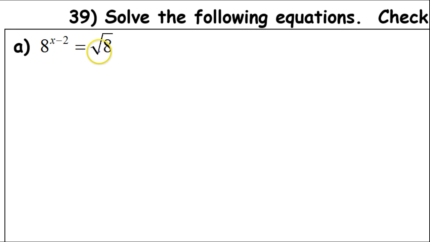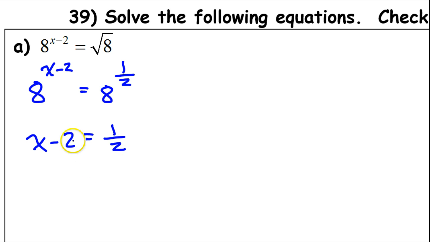So, looking at problem A, it would be very helpful to have like bases. There's more than one way to do this, but one way is to recognize that square root is the same thing as the 1/2 power. So looking at it that way, we have 8 to the x minus 2 power is equal to 8 to the 1/2 power. Since the bases are the same, then the exponents will be the same.